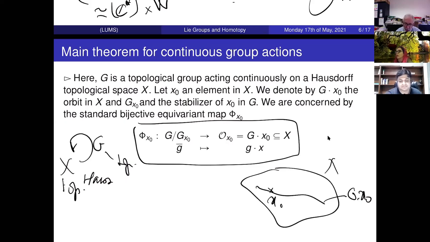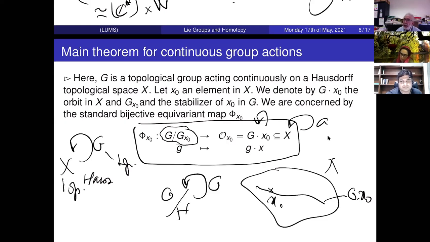Let me explain again what it is. X is equipped with a G action, and so is the orbit, which is stable under the action by definition of the orbit. And here it is what we call a homogeneous space. We have an action always of G over the quotient of G by any of its subgroups. And this set has a fixed point.